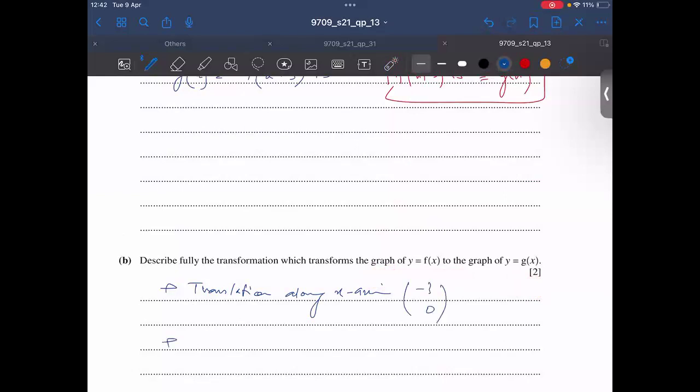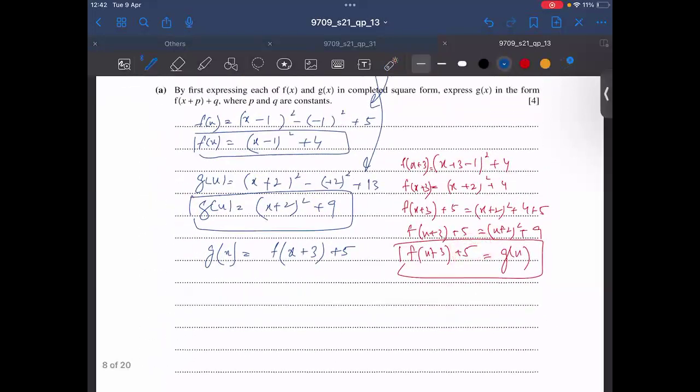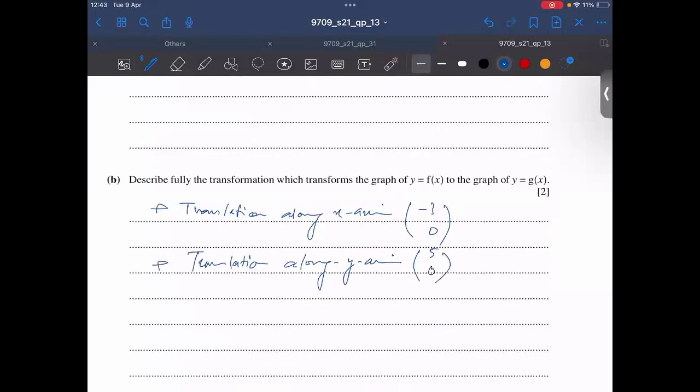Sir, can we write horizontal shift? Yeah. Horizontal shift towards left. The translation vector of minus 3, 0. You have to write down translation vector. You can rephrase this. You may write down horizontal shift towards left and like that. And then the second one is translation along y-axis. And because it's plus 5, that means the translation vector is going to be 0, 5.